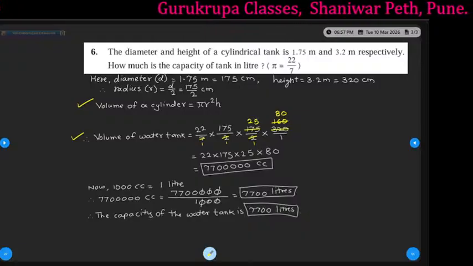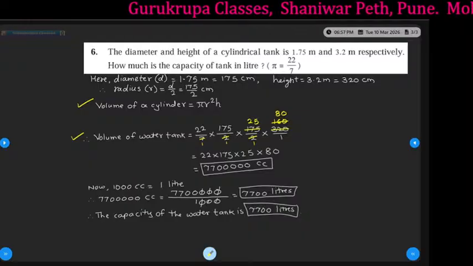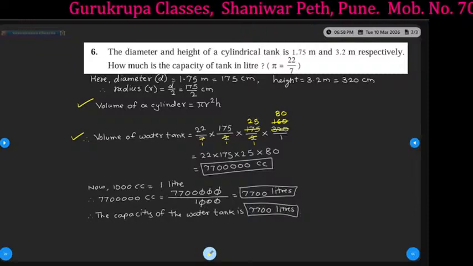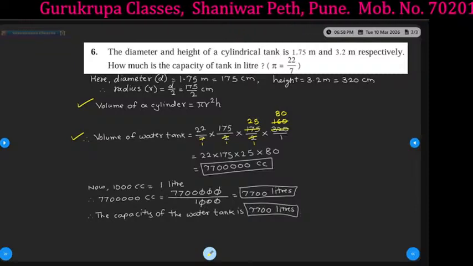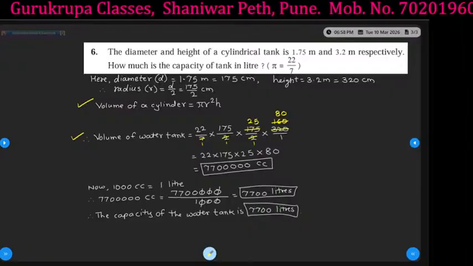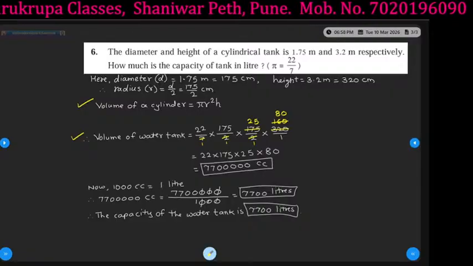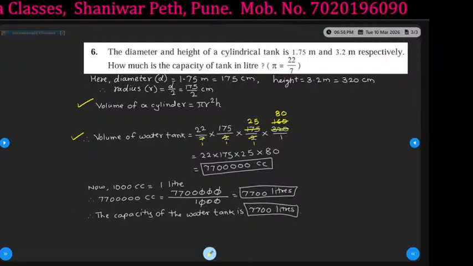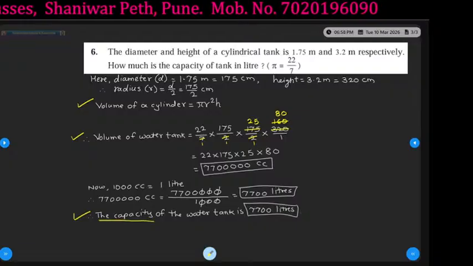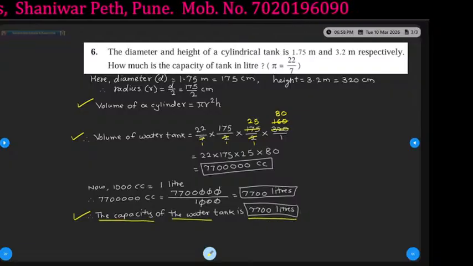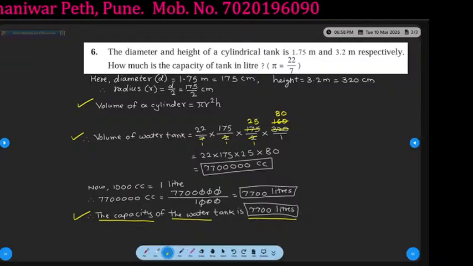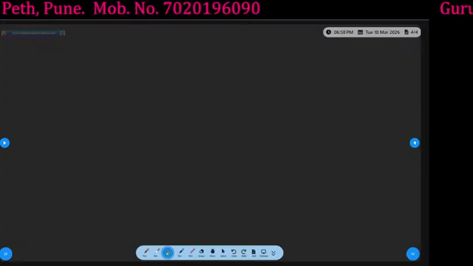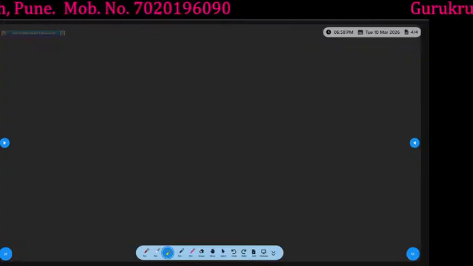Now 1000 cc is equal to 1 liter. Capacity is asked in liters, so we convert again cc into liter. 1000 cc is equal to 1 liter. So 77 lakh cc, dividing by 1000, we get 7700 liters. So therefore, the capacity of the tank is 7700 liters. So this is the sum we solved and we got the correct answer.